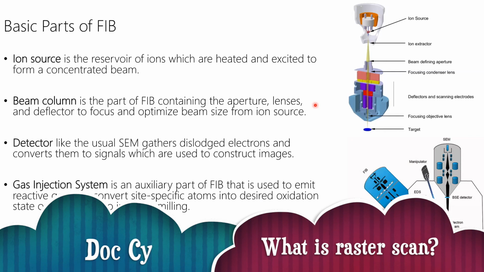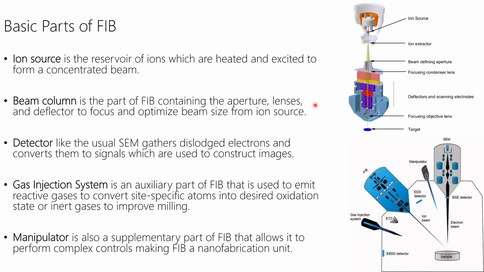So what is meant by raster scan? Bombardment of ions in the form of a concentrated beam. So recall in your SEM, you have these rectangular patterns with parallel scanning lines, and the electrons will follow those parallel scanning lines. So in the FIB, the ions will also follow the parallel scanning lines.